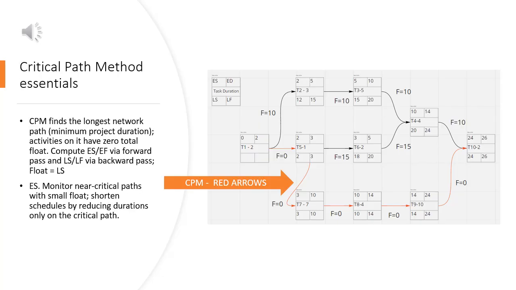CPM finds the longest path through the network. That path defines the shortest possible project duration. Activities on the critical path have zero total float. Steps: forward pass computes early start and early finish. Backward pass computes late start and late finish. Float equals late start minus early start. Watch near critical paths with small float. Shorten the schedule by reducing durations on the critical path only.